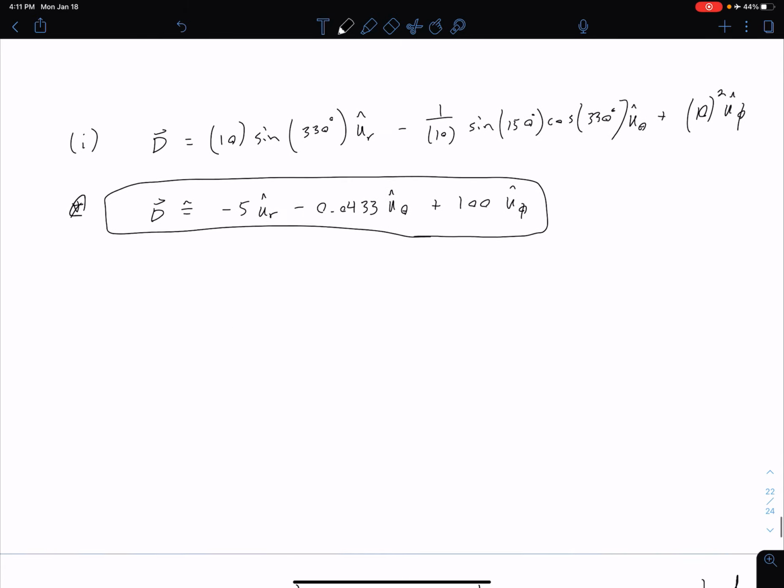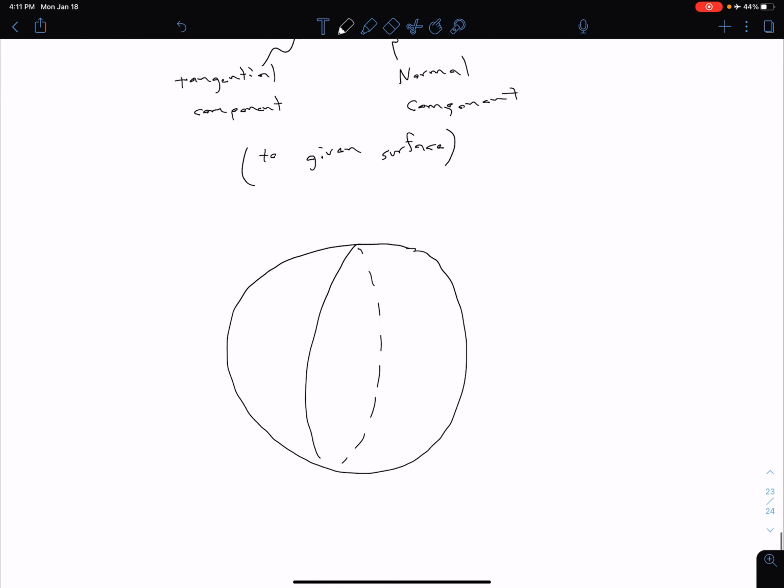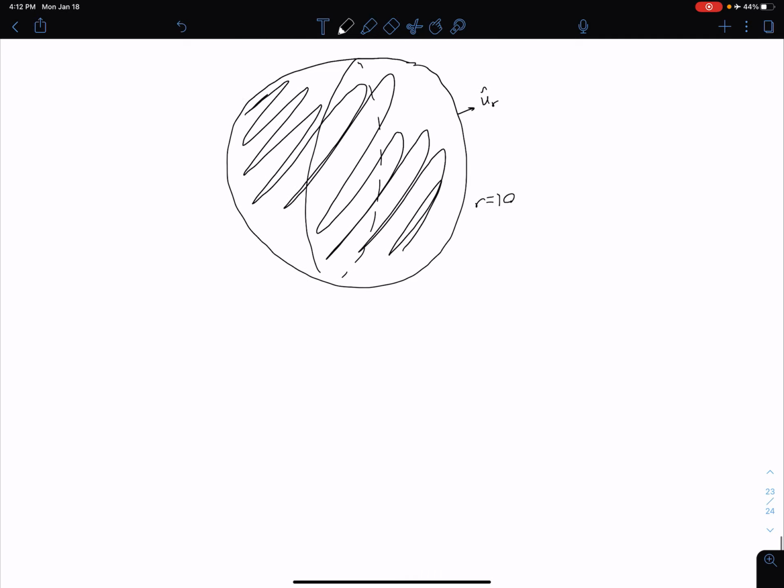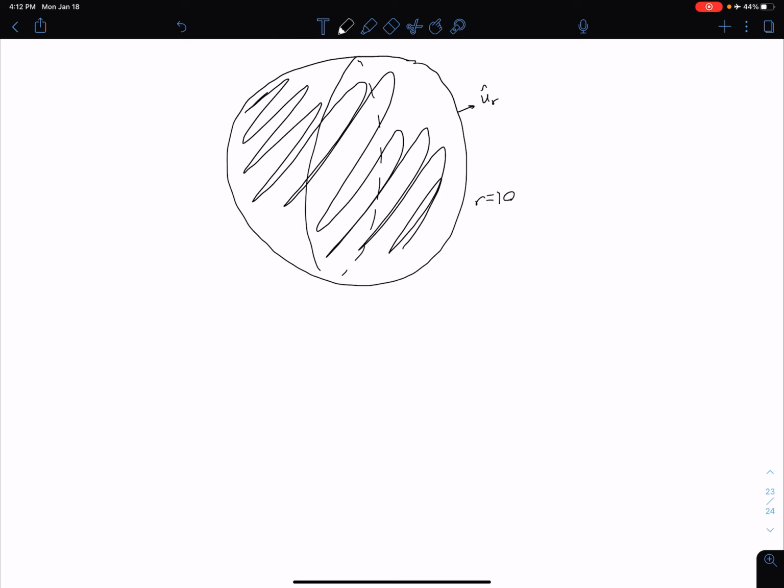So if we notice we have a sphere with r equals 10, then if we have a constant r value, our r unit vector is always going to be perpendicular to that surface. So here, if I just sort of shade that, I know that makes it difficult to see, let's say that surface is r equals 10. Our u sub r is going to be perpendicular, so u sub r is perpendicular to our r equals 10 surface.